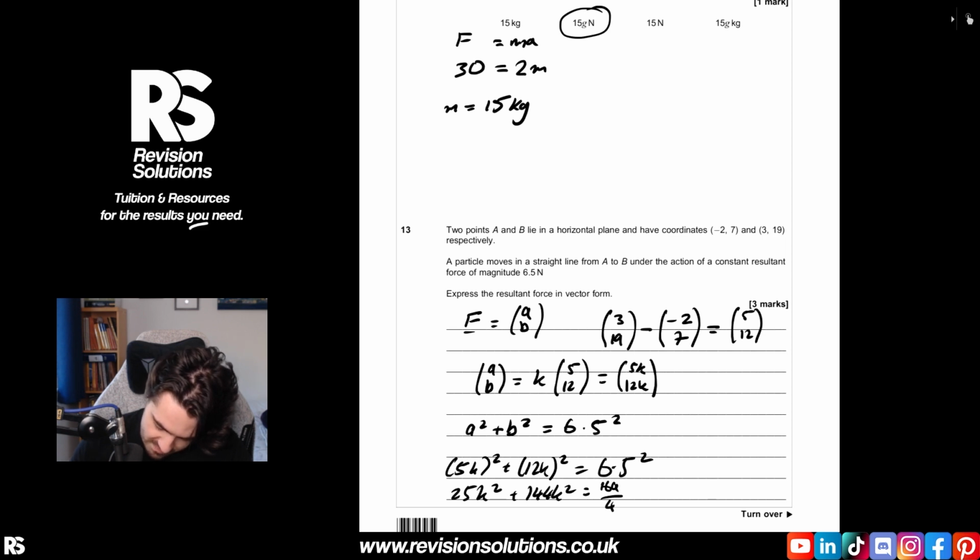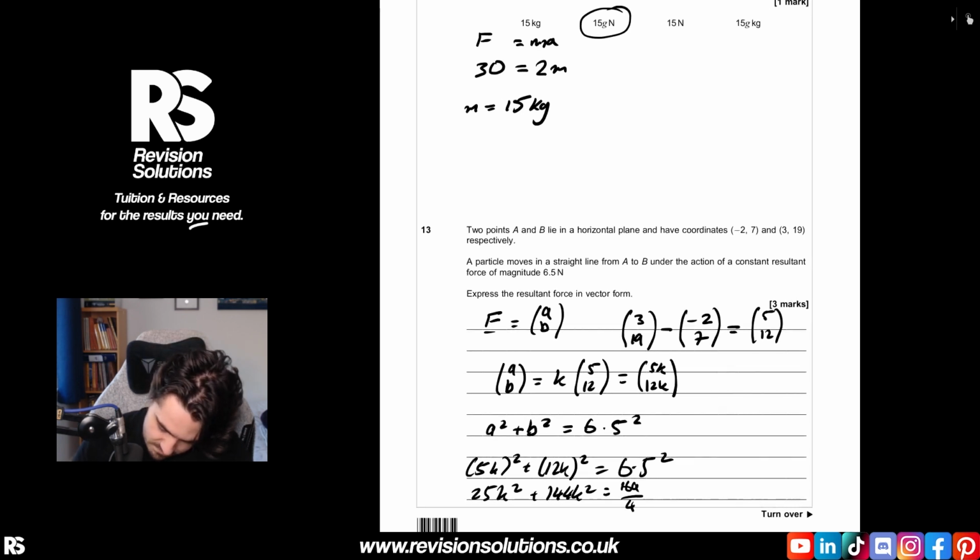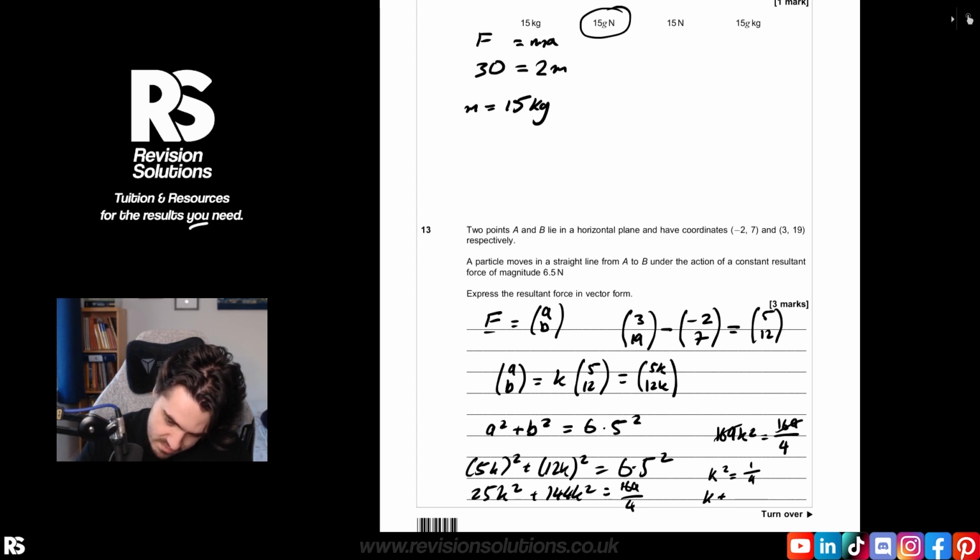So on the left here, we'd have 25 plus 144 is 169. So 169k squared equals 169 over 4. So we can divide both sides by k squared then actually. So k squared equals a quarter, meaning k would equal plus or minus a half.